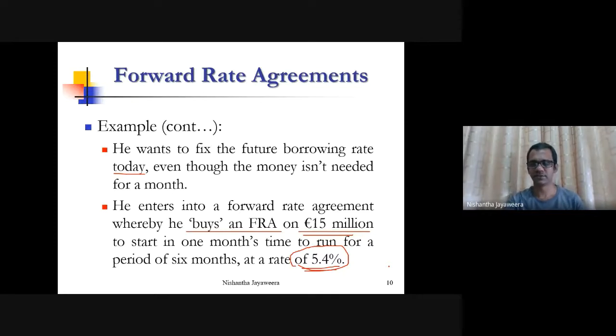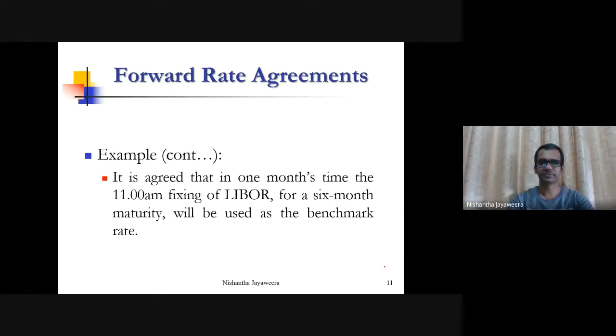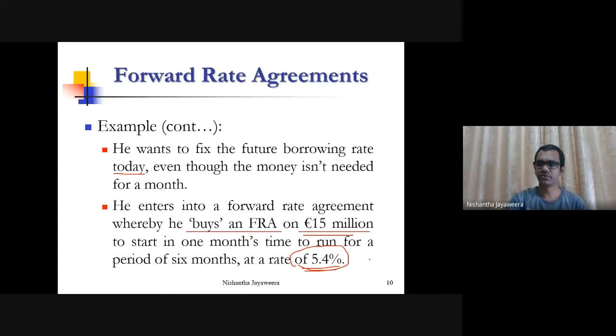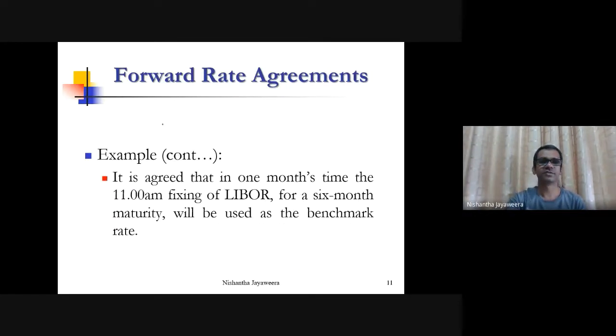I said, he knows it today. No need to wait for another 1 month period. So assume that he enters into this transaction. He buys a FRA at 5.4%. Now he has to pay 5.4%. So now time moves. We are here.